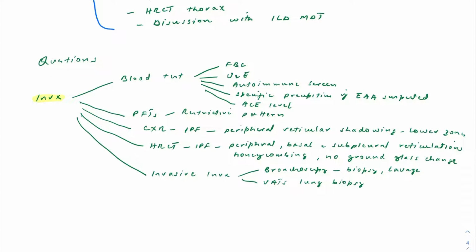If you're suspecting extrinsic allergic alveolitis, we want to do the specific precipitants. If you're thinking about sarcoidosis, we want to do the ACE level as well. However, the ACE level is not diagnostic for sarcoidosis. Pulmonary function tests, and we expect to see the restrictive pattern. We want to do the chest X-ray.